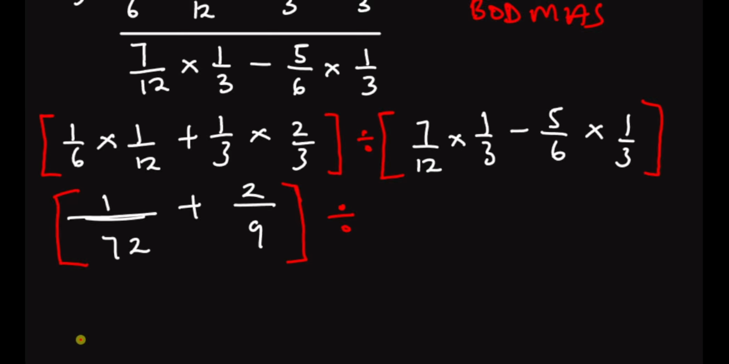There's nothing to cancel here too, so we just multiply. 1 times the 7 gives me 7 all over 3 times 12 gives me 36. Don't forget to bring your bracket. Then minus 5 times 1 gives me 5 all over 6 times 3, 18. Then we actually close the bracket.